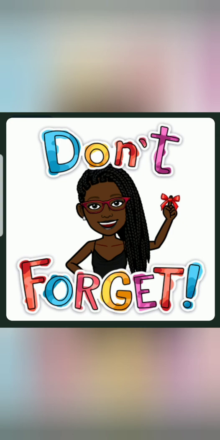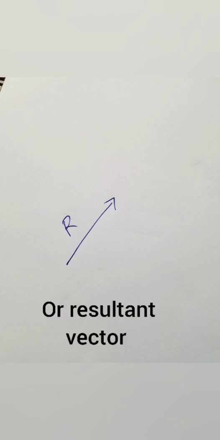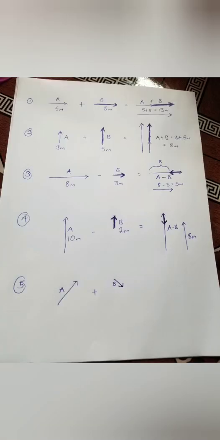Just for emphasis, most of the vector answers that you're going to be finding are going to be called the resulting vectors, and they can be represented by the letter R. Okay, now that we have that figured out, we can move to vectors that aren't acting in the same direction.